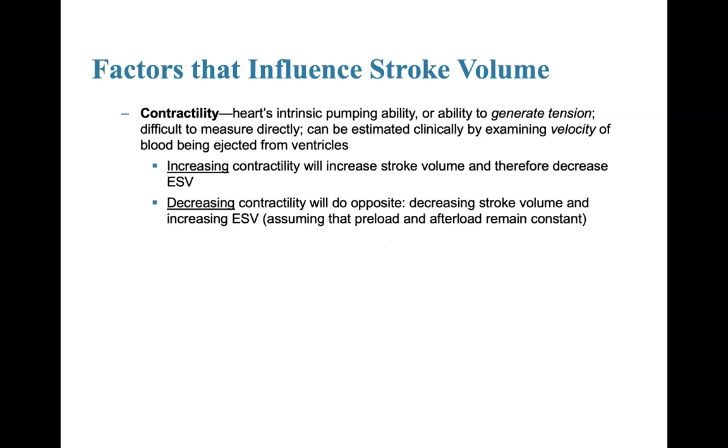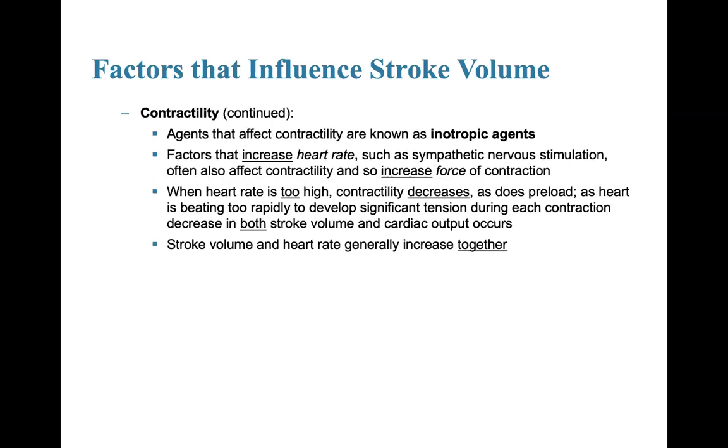Increasing the contractility will increase stroke volume and therefore decrease the end systolic volume. Decreasing contractility will do the opposite, decreasing the stroke volume and therefore increasing the end systolic volume, assuming that the preload and afterload remain constant. Agents that affect contractility are known as inotropic agents.